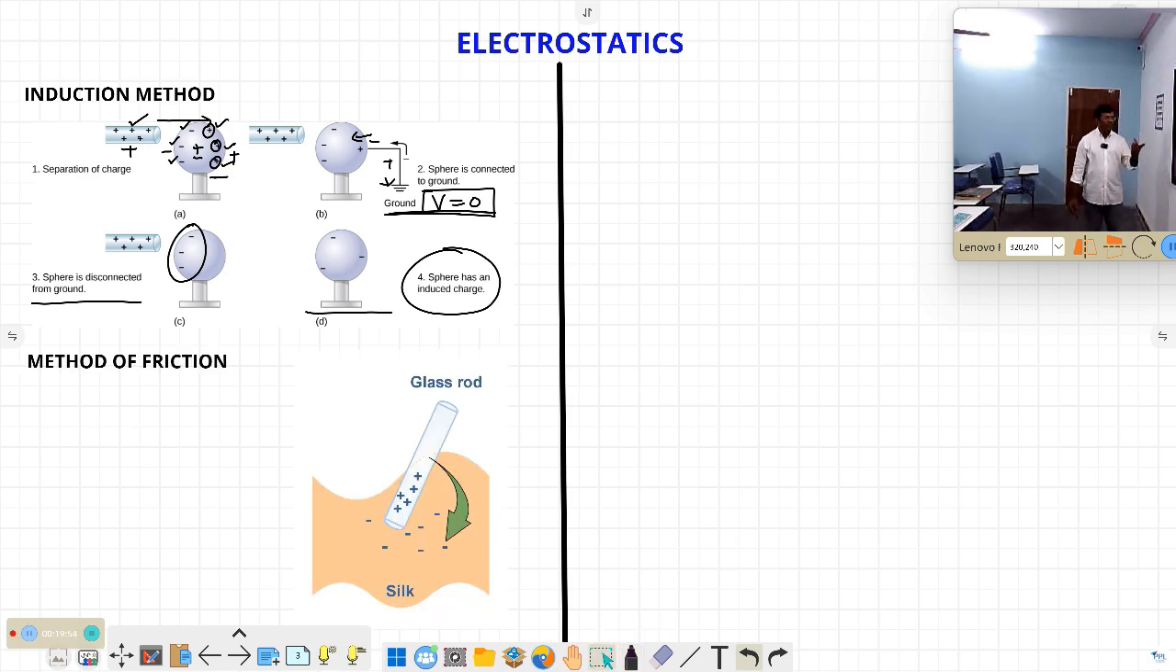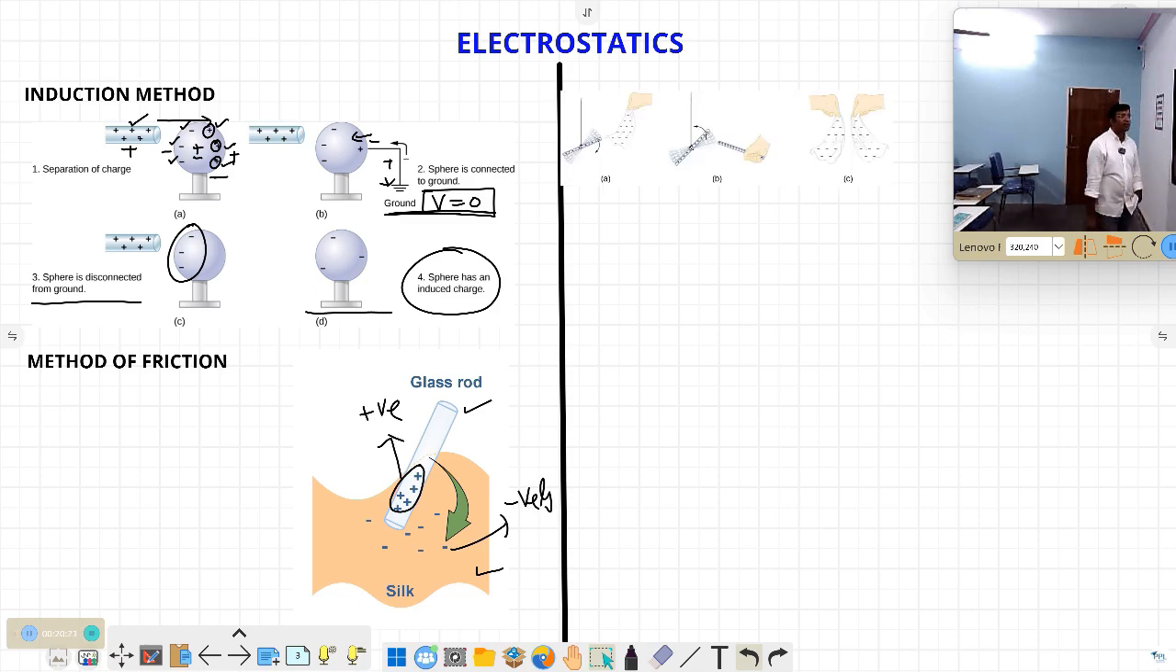In the method of friction, look at one of the examples I have taken here: glass rod and silk cloth. The glass rod and silk cloth are neutral initially. When you rub the glass rod with the silk, the glass rod acts like a positively charged one. You can see the indication of the charges here. The silk cloth gains negative charge and becomes negatively charged. How can we explain that? We can explain it using an experimental method.